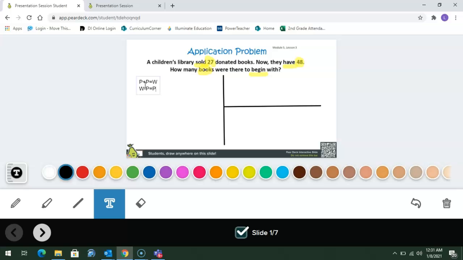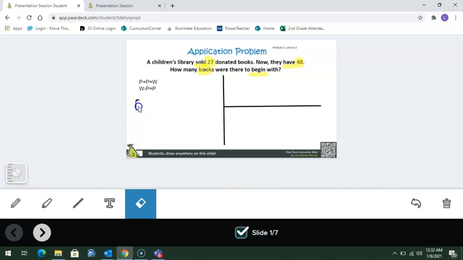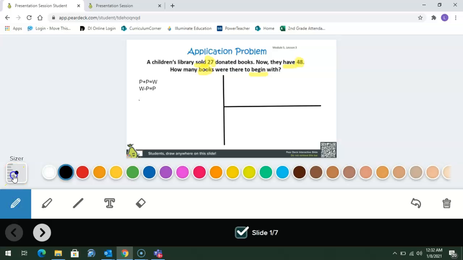So let's draw a tape diagram. And I think, how many objects do I have? Yes, I'm talking about books. So that means I only draw one tape diagram. I click on the pencil and I draw one tape diagram. I'm going to make it smaller. Click on the pencil and I make a little box.